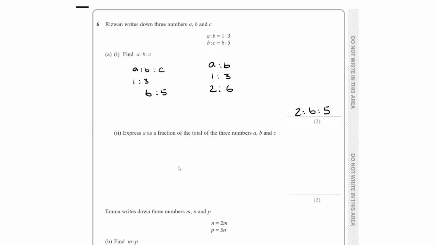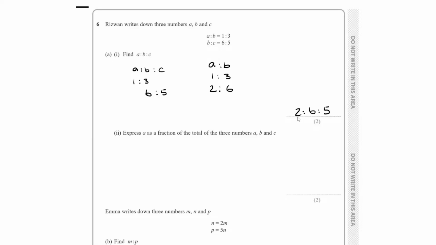Part II, express A as a fraction of the total of the 3 numbers A, B, and C. So now we've got this ratio. You kind of have to have that ratio in order to do the second part, which is obviously not great if you weren't sure about how to do part I. You can't then do part II. So converting any ratio into fractions, it doesn't matter if it's 2 parts or 3 parts.